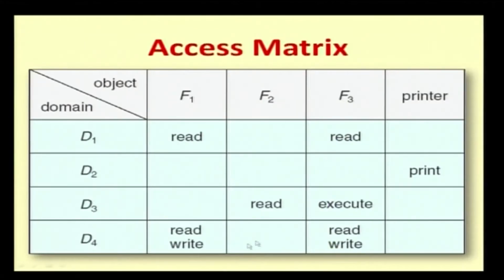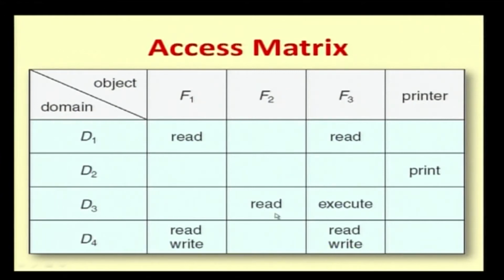So this is how an access matrix looks like. This row represents the domain, the column represents the object. Here we have D1, D2, D3, D4. In this row we have read operations, whereas domain 2 has the print mode, and that is the reason it could print and it can have access to the printer device.